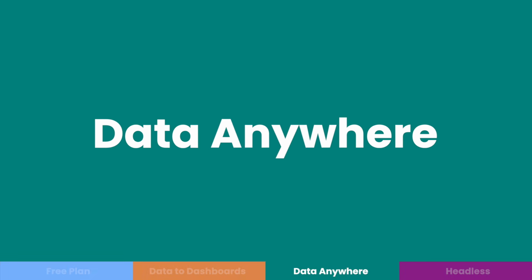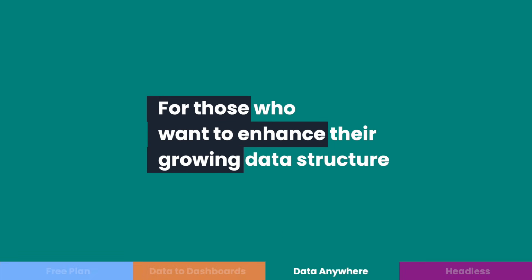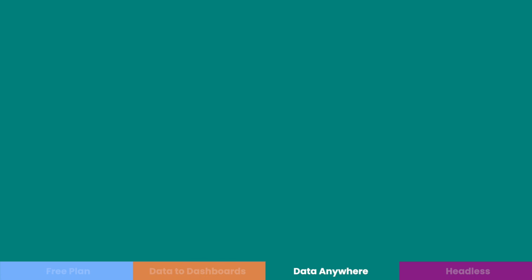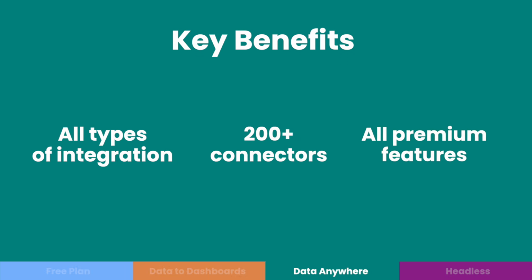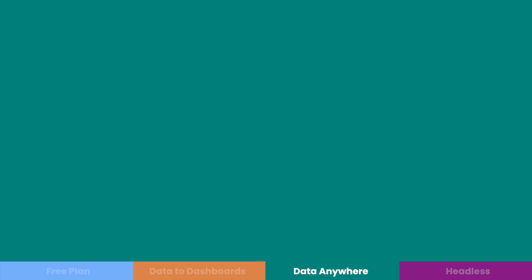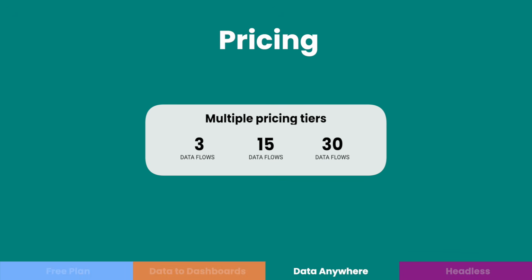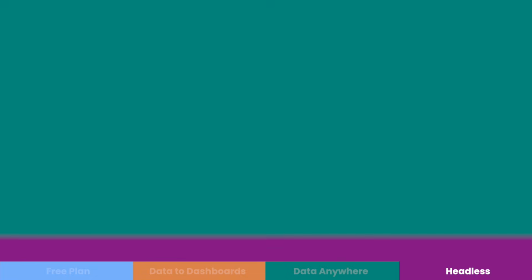Our Data Anywhere plan is for those who want to enhance their growing data structure. This plan gives access to all types of integration, more than 200 connectors, and all premium platform features. There are also multiple pricing tiers for Data Anywhere, which determine the number of data flows users can build.